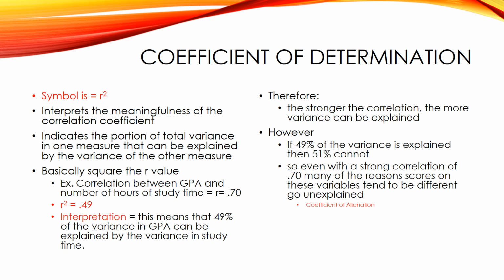It's that simple, and it basically means that 49% of the variance of the GPA can be explained by the variance of study time in the example in the previous slide. So the stronger the correlation, the more variance can be explained. However, 51% of that variance cannot be explained. So even with an r of 0.7, there are many things that can explain the variance. And that's called the coefficient of alienation.